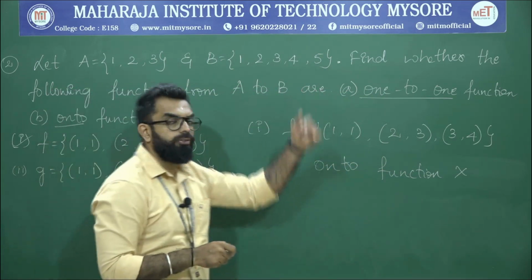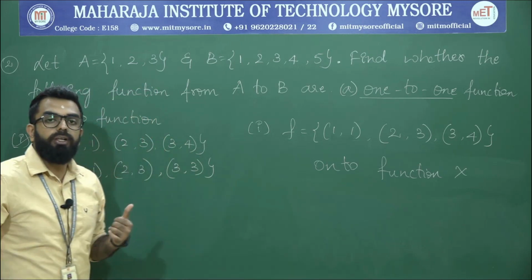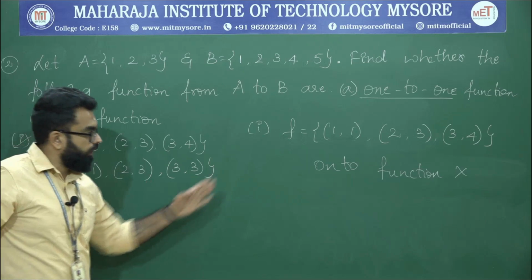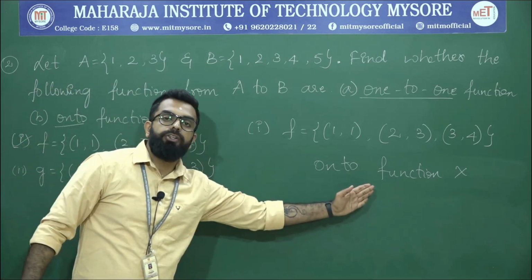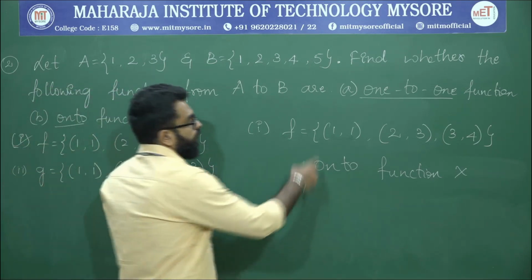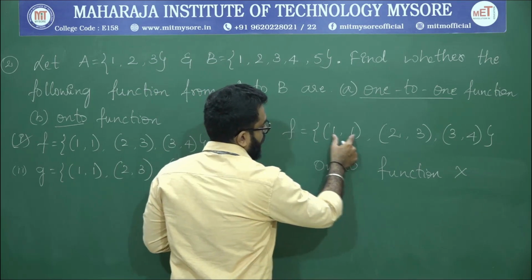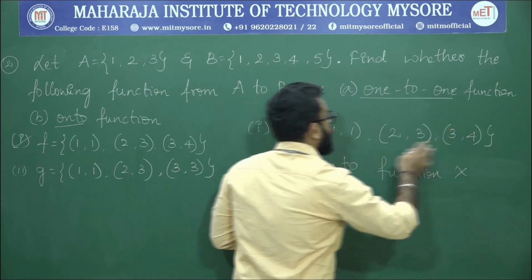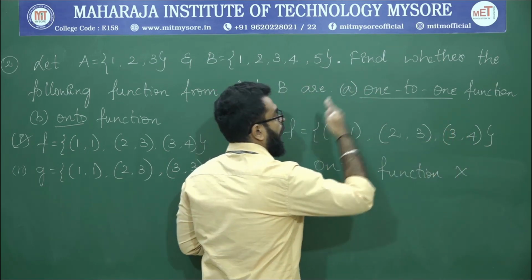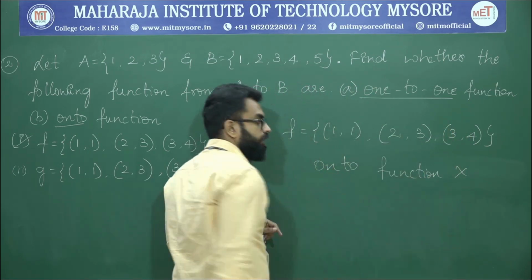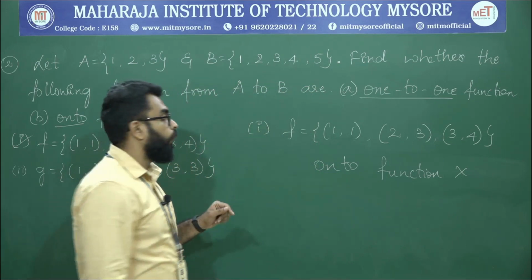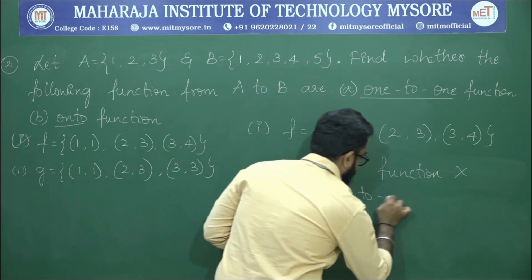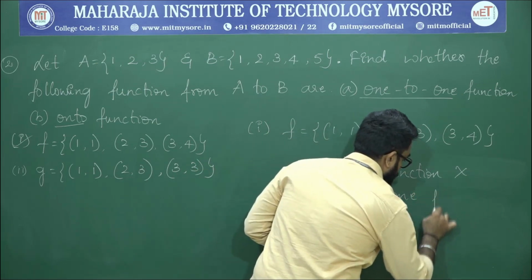Now can it be a one-to-one function then? What is the definition of one-to-one function? It says that all the elements of the domain or the set A should have unique images. So is that the case? 1 is mapped to 1, 2 is mapped to 3 and 3 is mapped to 4. So all the elements of set A have unique images in set B. So it is a one-to-one function.